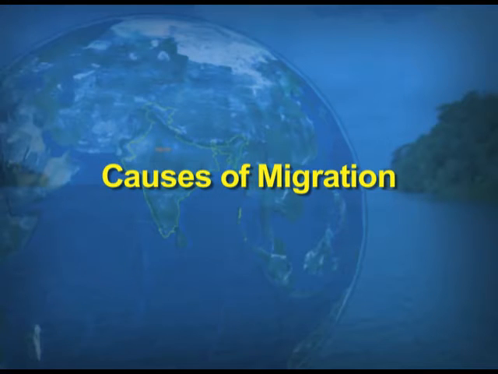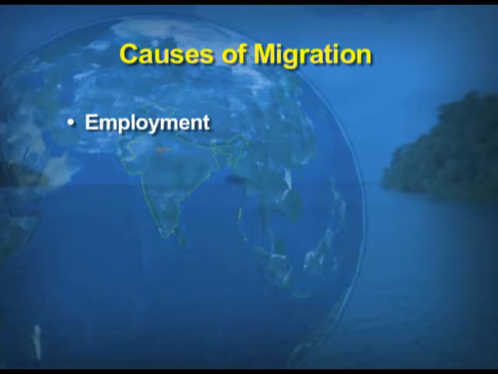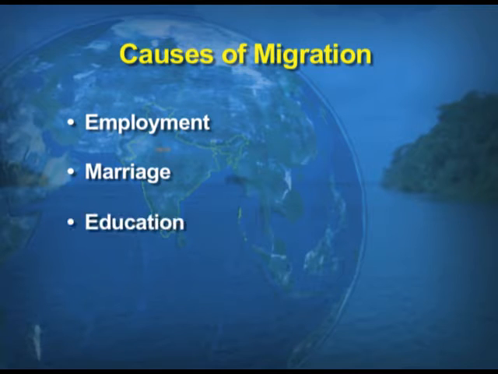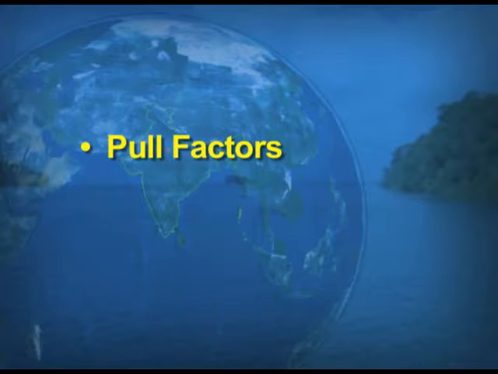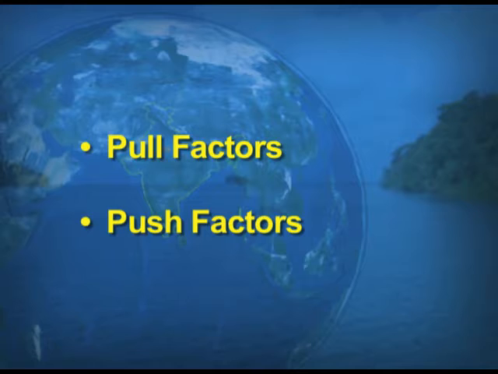Now, there are various causes for which people migrate from one place to another. The causes can be: number 1, employment; number 2, marriage; number 3, education; and number 4, if people feel a lack of security at a certain place, they would like to migrate to a safer place. These factors responsible for migration we divide into two parts: one is the pull factors and the second is the push factors.